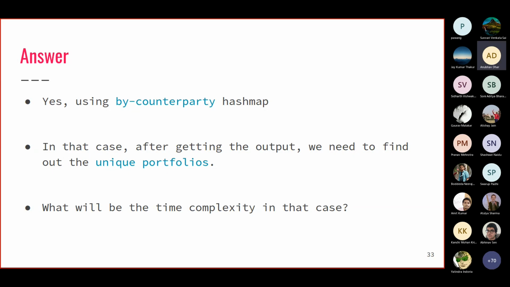Sir, we can make another hash map on the portfolio values, and then on getting the same portfolio value twice, we just ignore it. Yeah, that is the thing. Then what should be the size of that hash map?